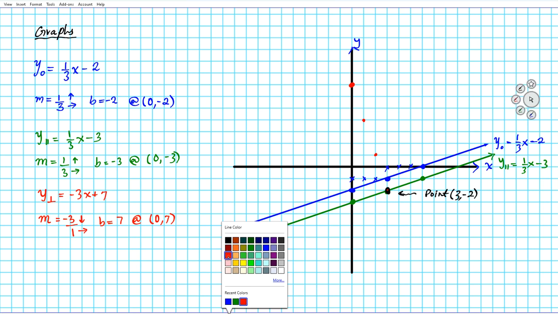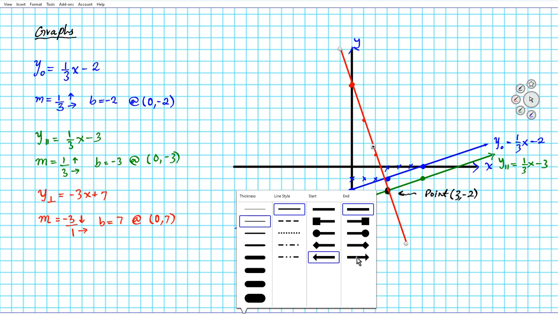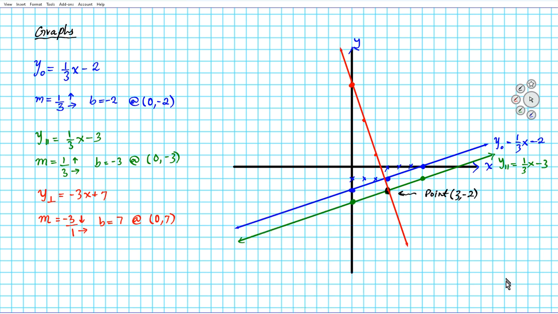Okay, remember, two lines are perpendicular if they intersect at what? If they intersect at 90 degrees. Okay, and we can see what that looks like right here. This is why perpendicular is perpendicular, because it intersects the other two lines at 90 degrees, and it goes to that desired point. So let's mark it up.